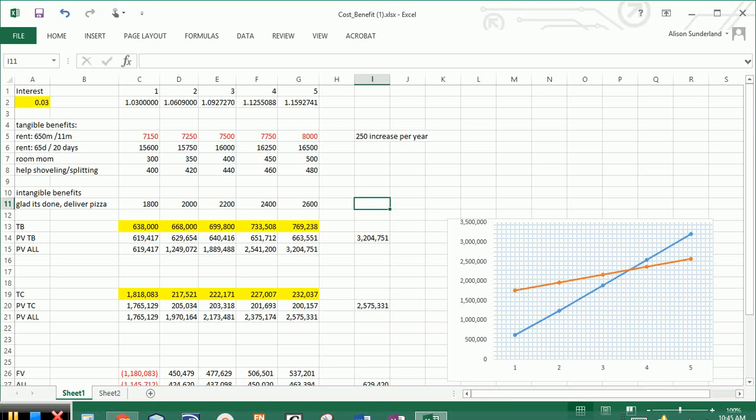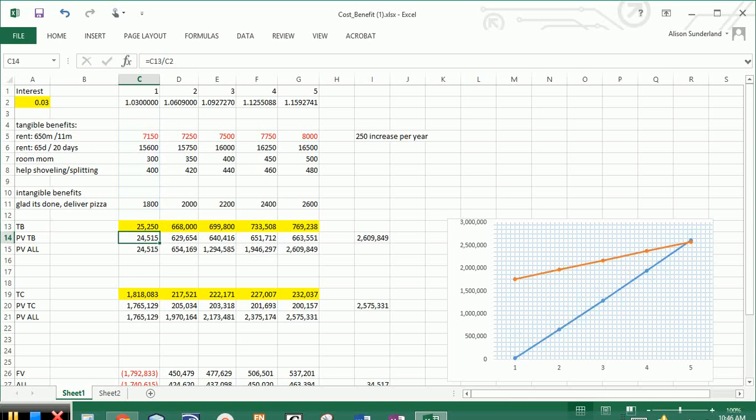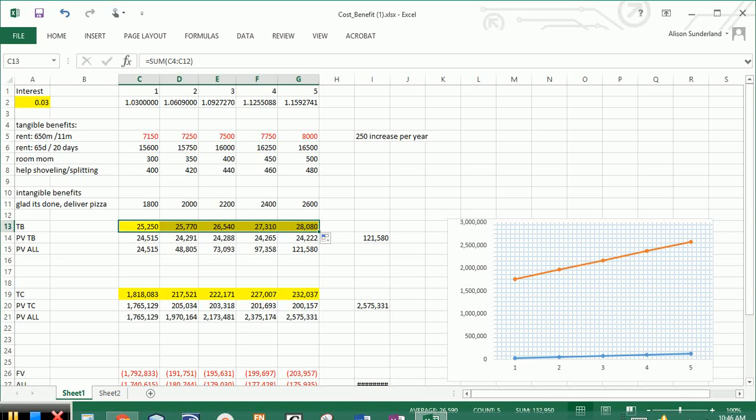What I need to do now on row 13, or the row that has the TB, or the total benefits, it's highlighted in yellow. I actually need to do an auto sum so that this column is calculating all of the benefits. And then I'm going to project that value out across the 5 years. Once I've completed my benefits, we're going to repeat the same process for the total cost.